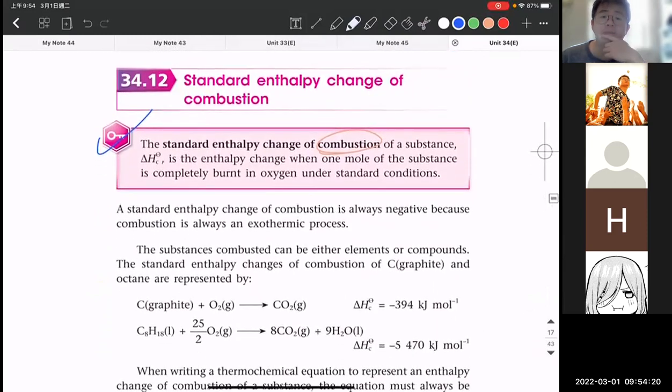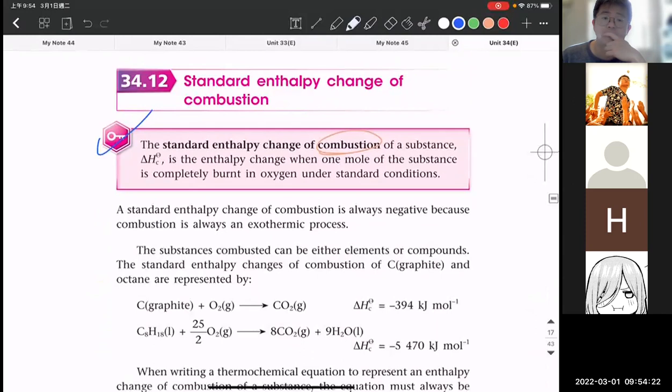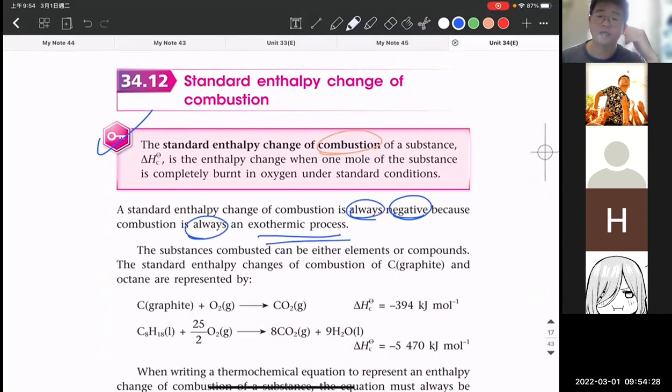But when you want to talk about combustion, the enthalpy change must be negative. Must be negative, okay? Because when you talk about burning, it is an exothermic process. So the difference lies in the magnitude, right, of the delta H of combustion, when it is larger and smaller.